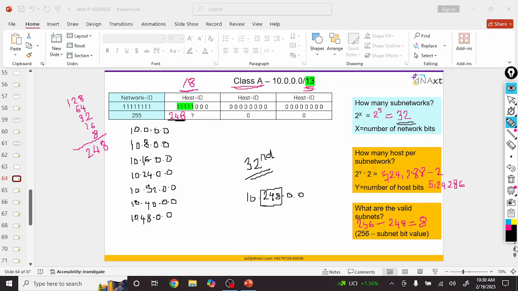What will be the broadcast ID of this? Simply 10.255.255.255. What will be the broadcast ID of this? After 10.48 comes 56, so 10.55.255.255. Here it is 10.47.255.255. Here 10.39.255.255. Here 10.7.255.255.